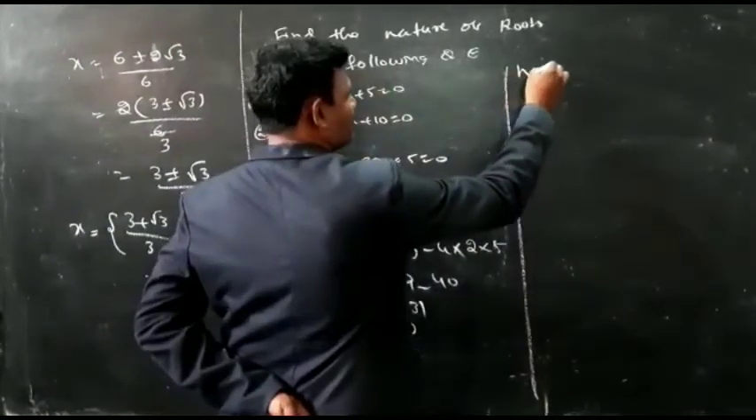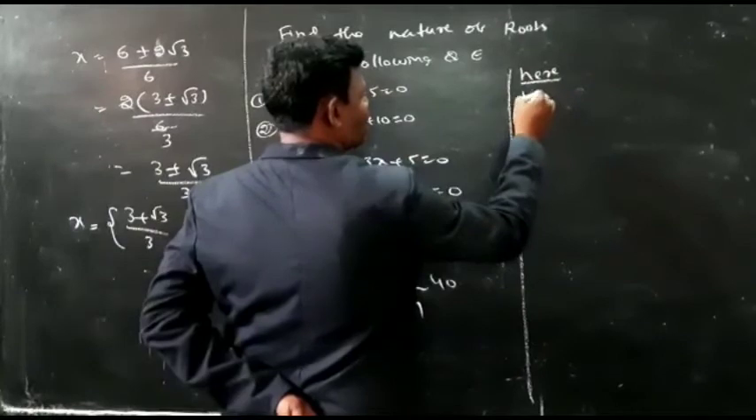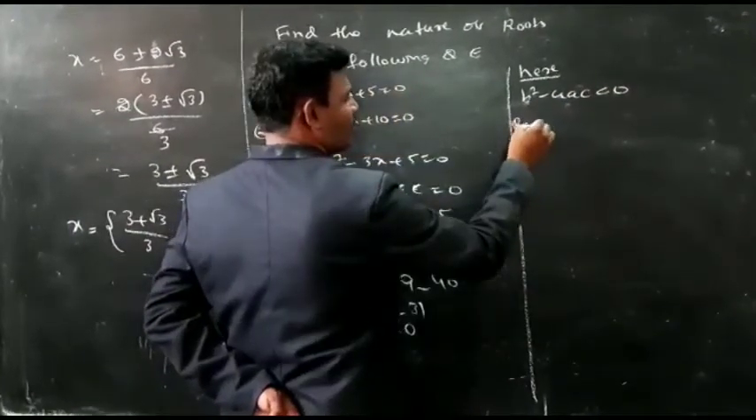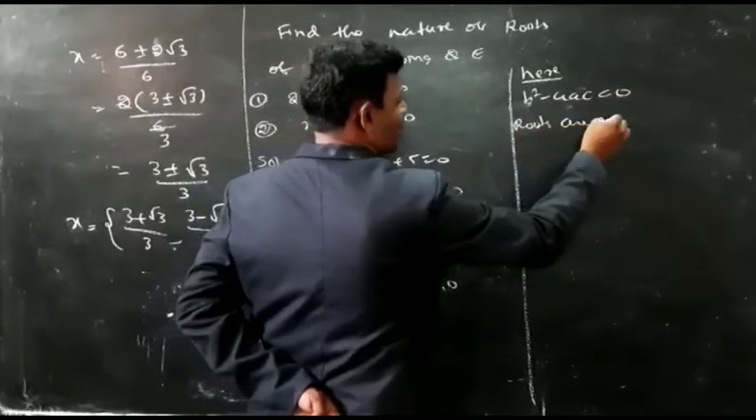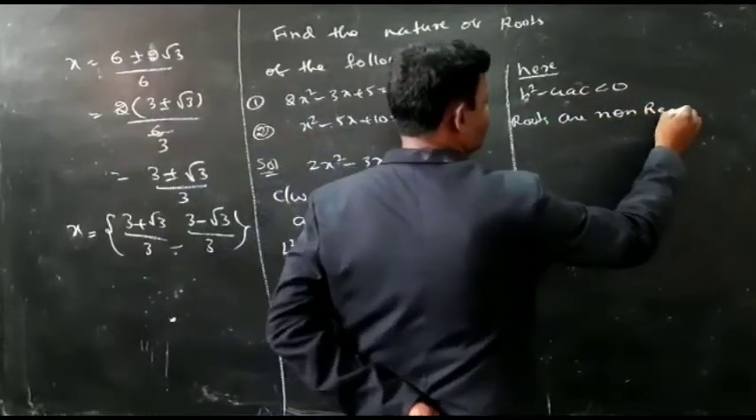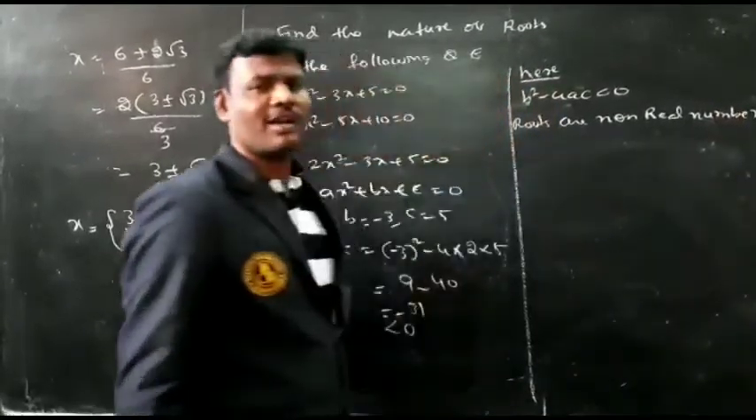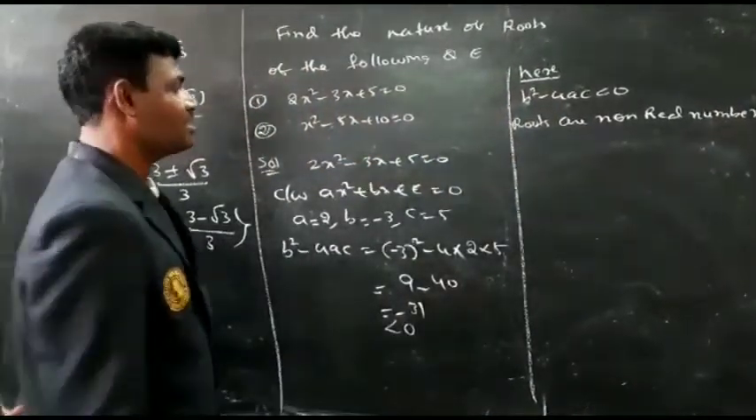Here b square minus 4ac is less than 0. Roots are non-real numbers. Similarly, what is the second equation here?